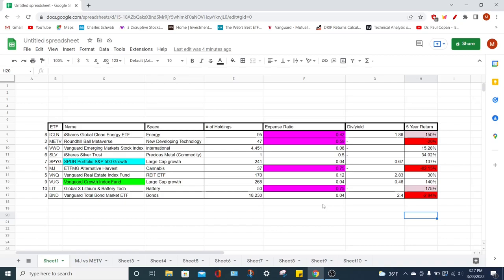So although, for instance, we can see LIT, which is the Global X Lithium and Battery Tech ETF, which has appreciated 175%, that doesn't necessarily mean that LIT is the best ETF out of these ETFs. It just means that it performed very well in the last 5 years. However, how does this ETF compare to its long-term gains instead of just its 5-year returns?